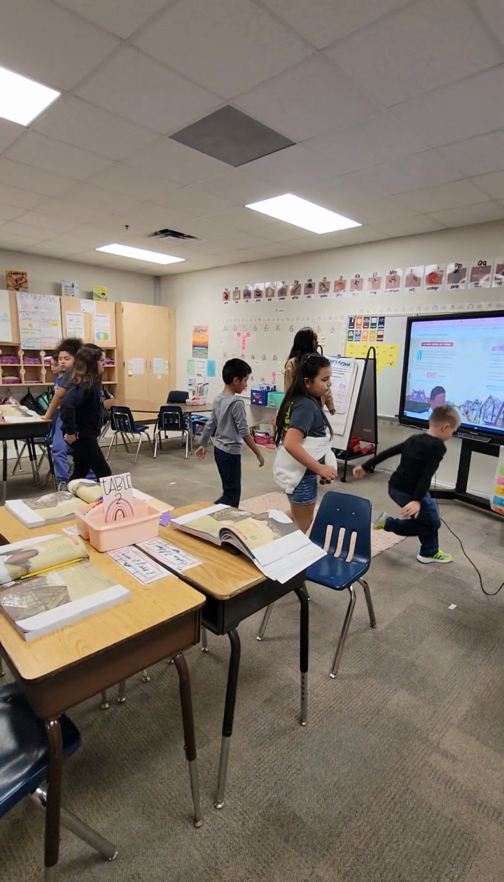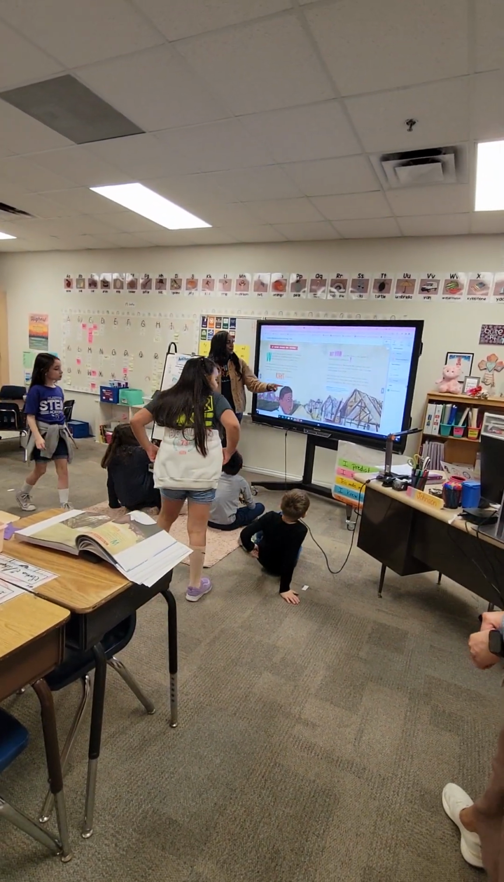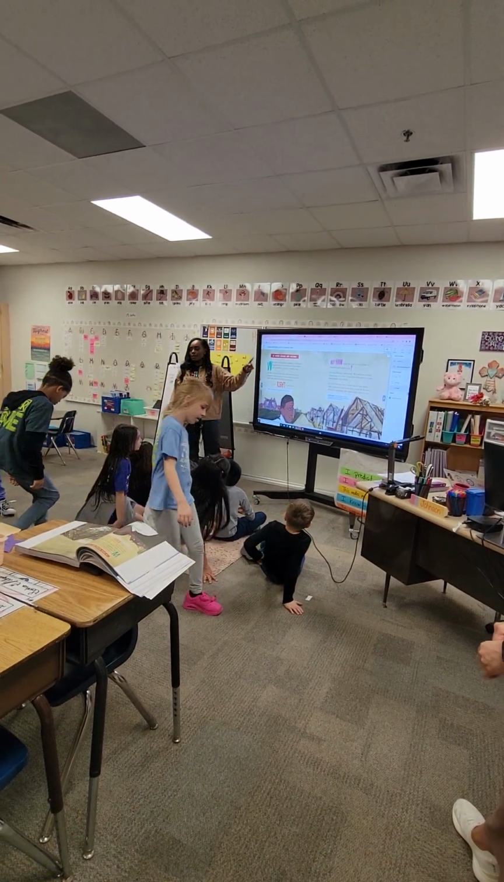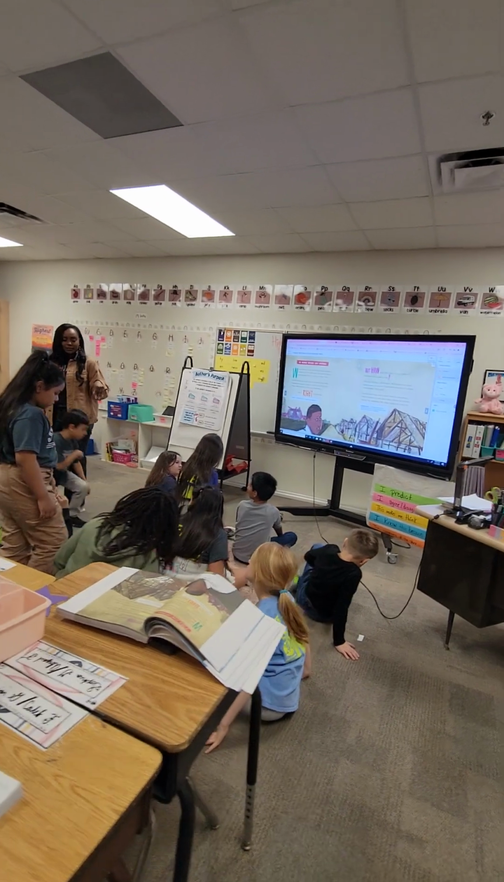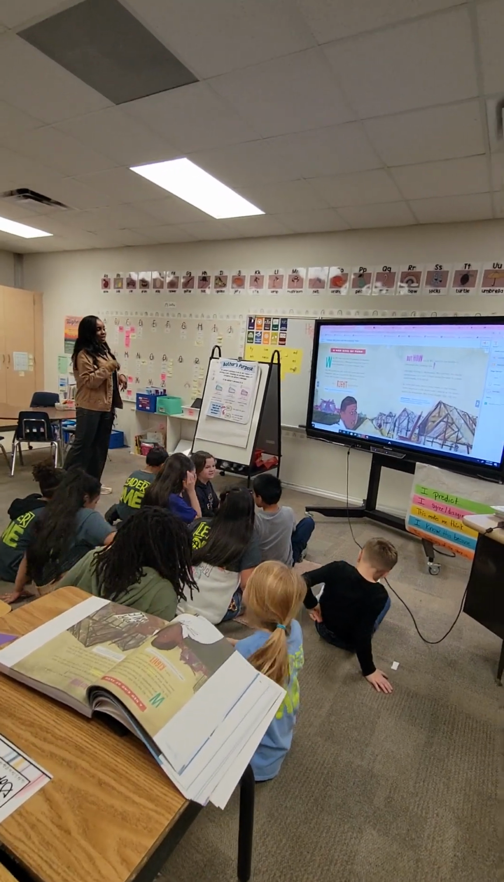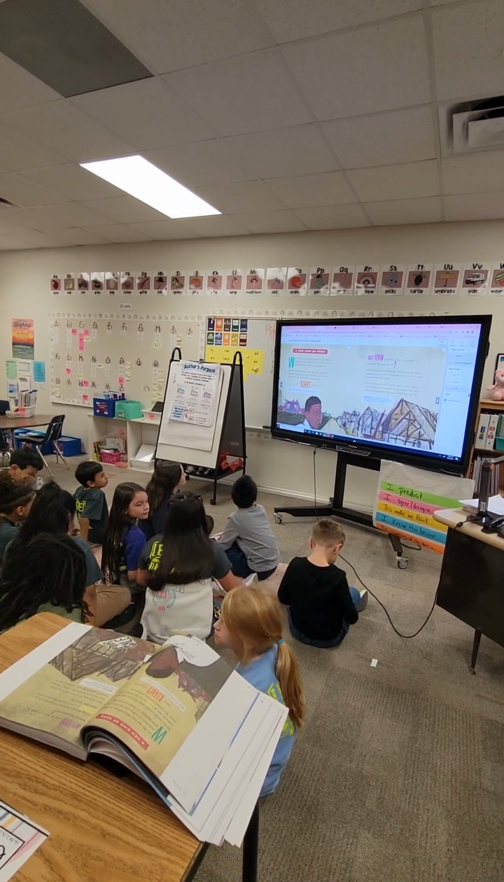So let's discuss what we read. What were these two pages mostly about that we just read? I want you to turn and talk to your partner. Doesn't have to be your buddy. Just talk to your partner. What were those 2 pages about that we just read?